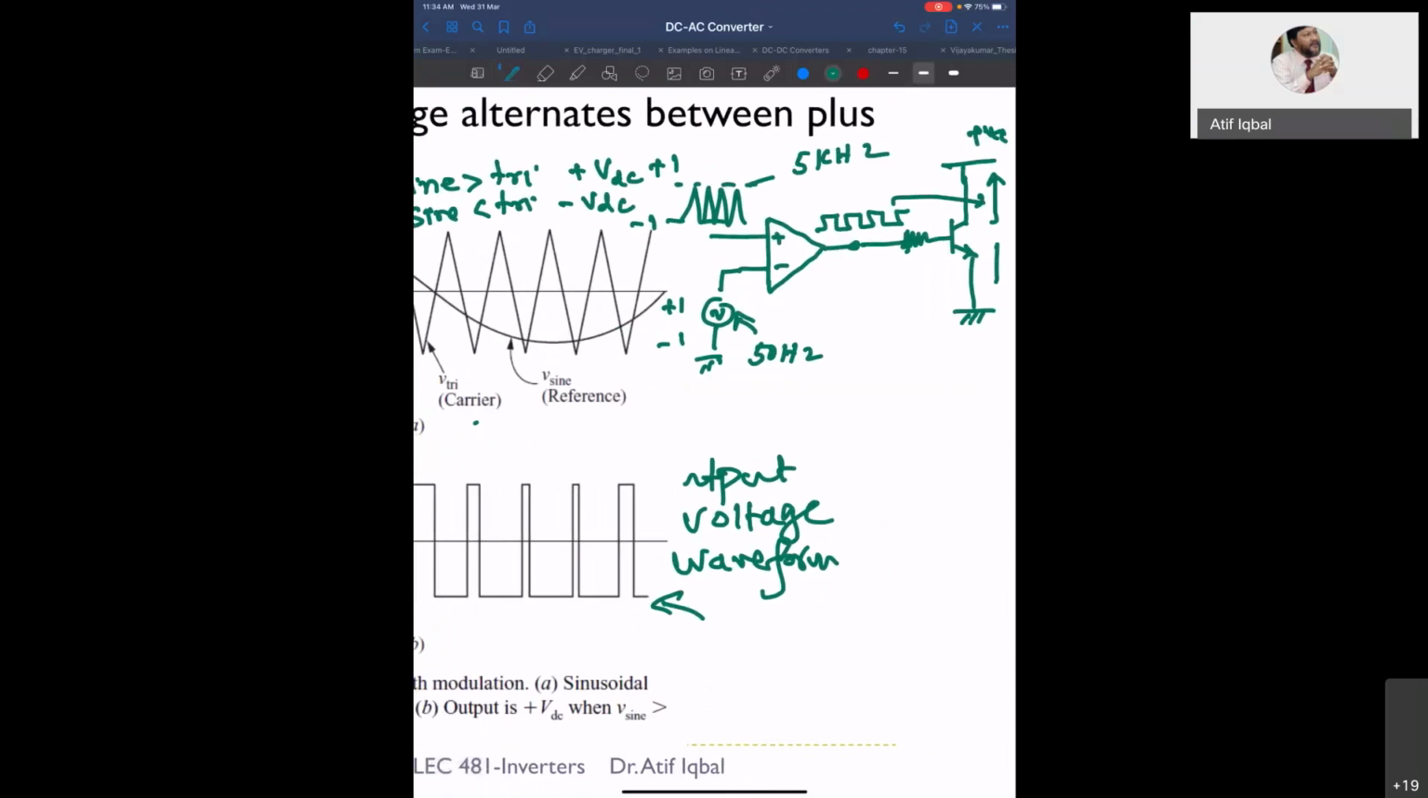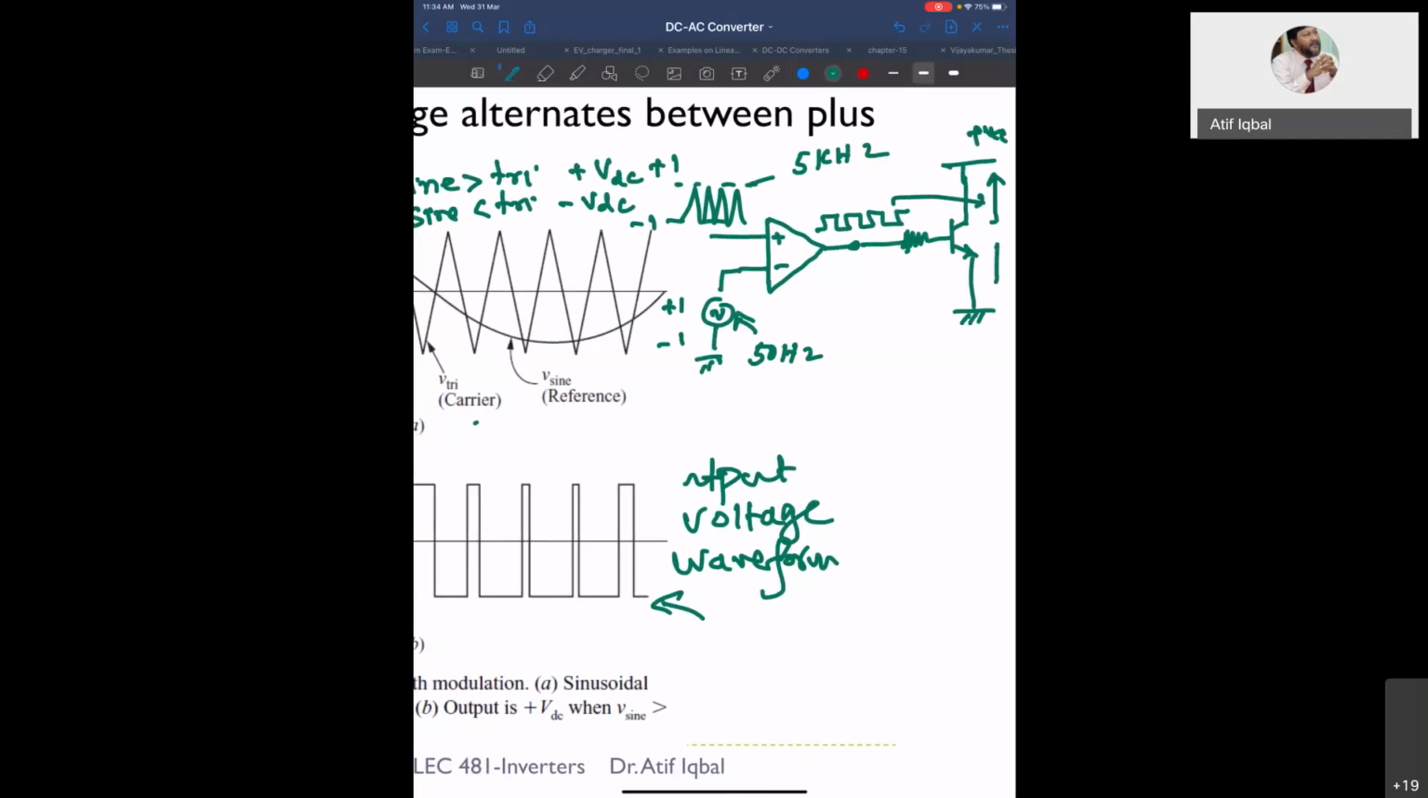And what you get here is the gating signal. When the gating signal is high, your switch is on. When the gating signal is low, the switch is off. So when it is on, you get plus VDC. When it is off, you get zero.